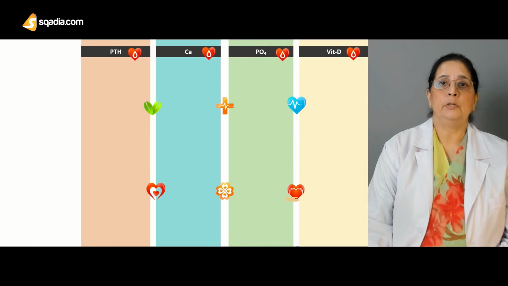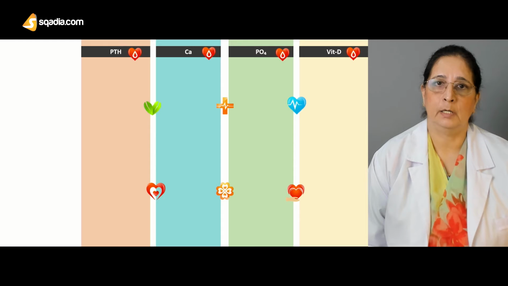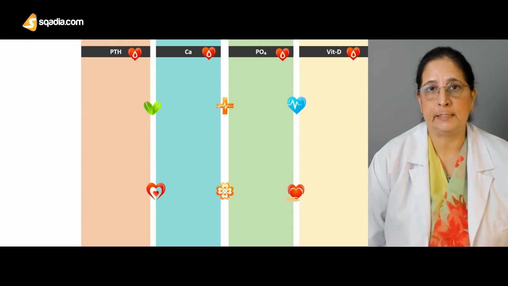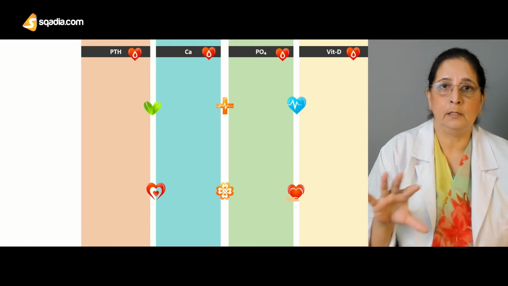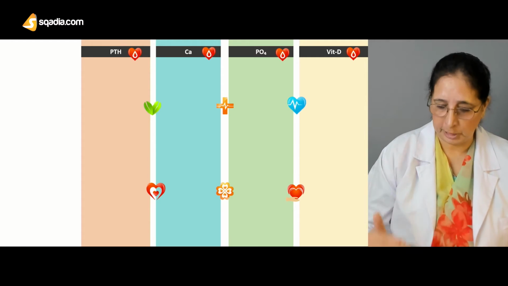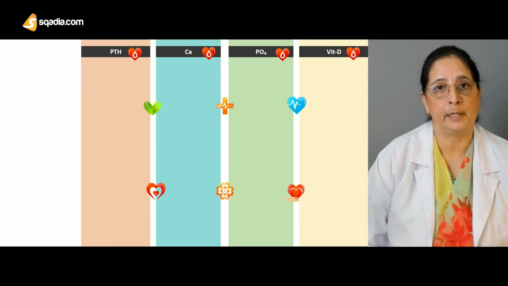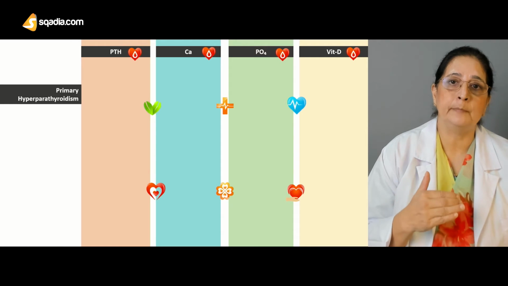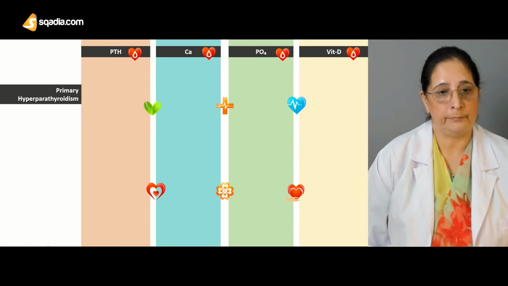For the diagnosis of hyperparathyroidism, three factors are important. One is parathyroid hormone, then the calcium level, phosphate level, and vitamin D. So we will consider all these factors in relation to primary, secondary, and tertiary hyperparathyroidism, and how we can differentiate these three types of hyperparathyroidism on the basis of these four factors.